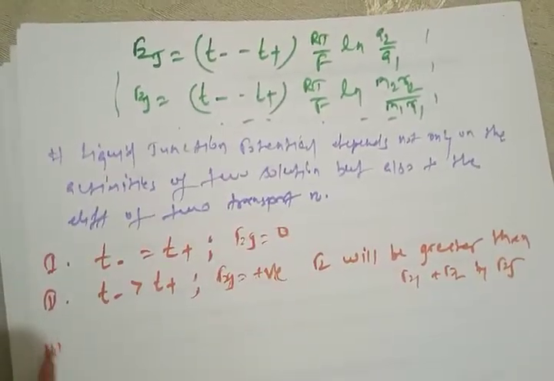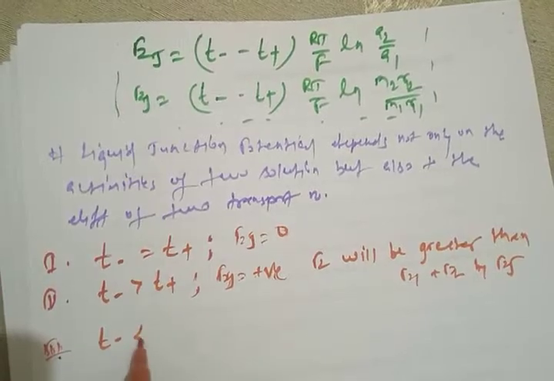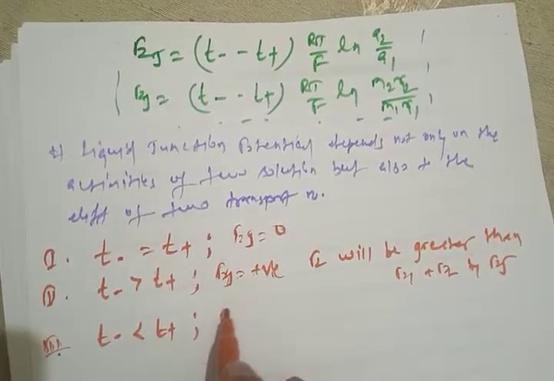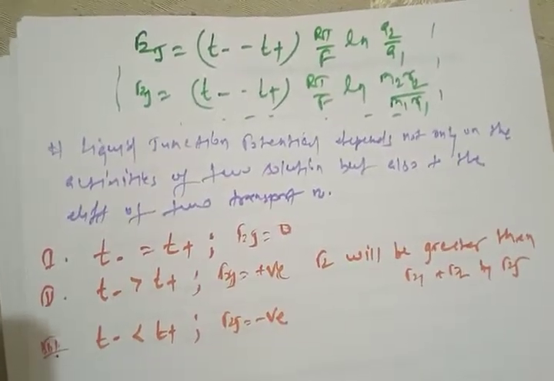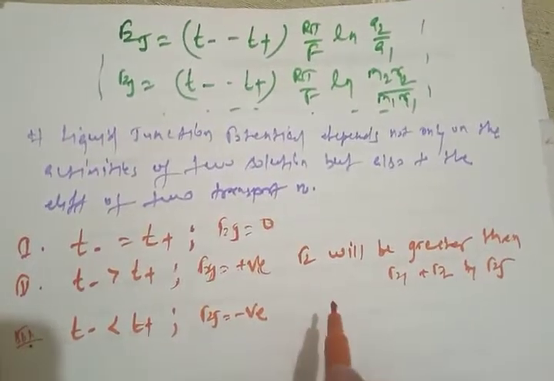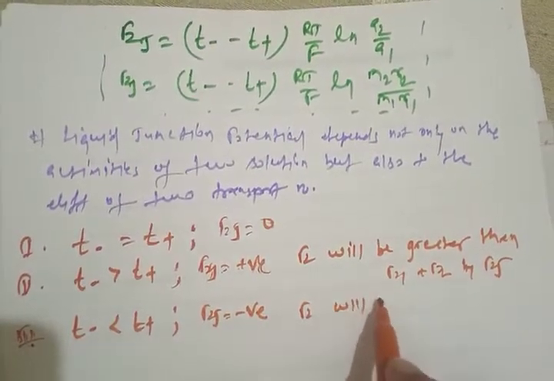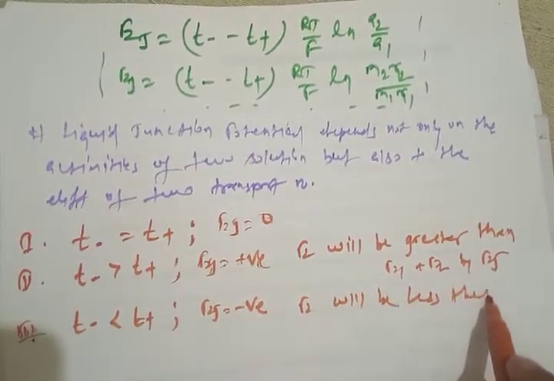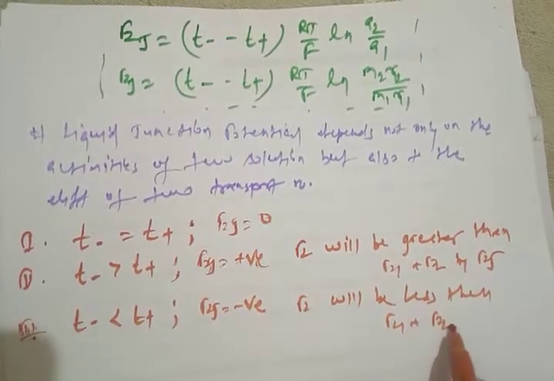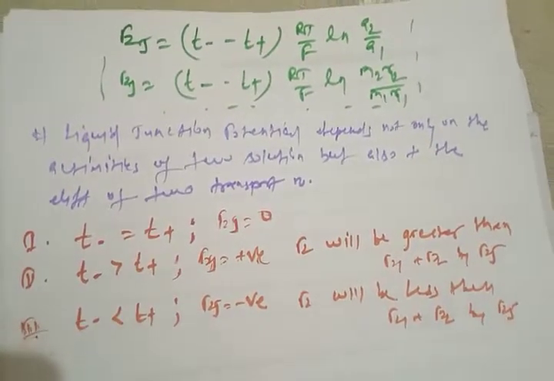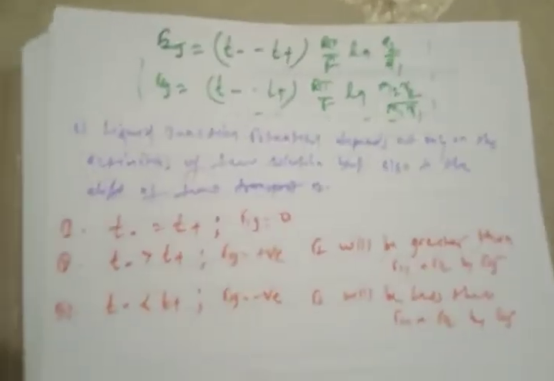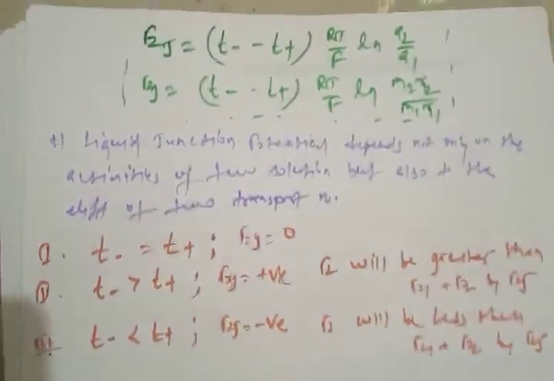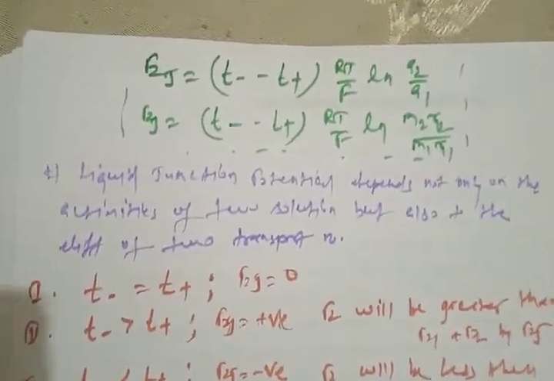The third case, if we have t minus less than t plus, so what will happen here? In this case, Ej will be what? Negative. So E will be less than E1 plus E2 by Ej. So this additional information we can get with the help of this equation. So this is all about liquid junction potential, one of the important topics.